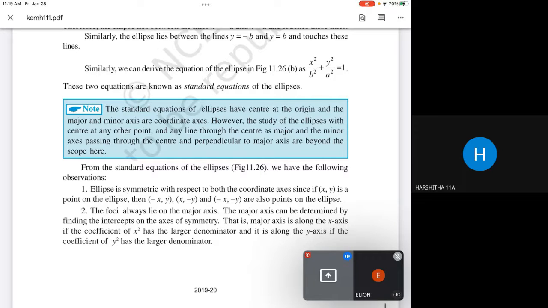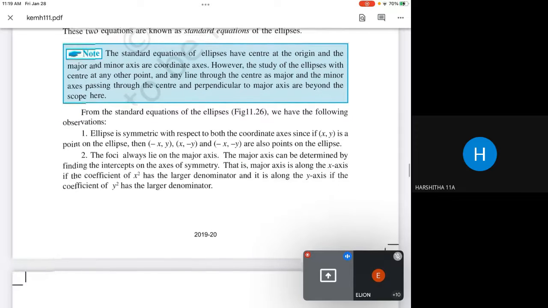I already told you, even in the case of the parabola I told you, the vertex is always 0, 0, meaning the origin is the vertex. Other than that there are other cases also, but here we are not going to study that. The study of ellipses with the center at any other point, and any line through the center as a major axis with the minor axis passing through the center perpendicular to it, is beyond the scope here, meaning we are not going to learn those things.